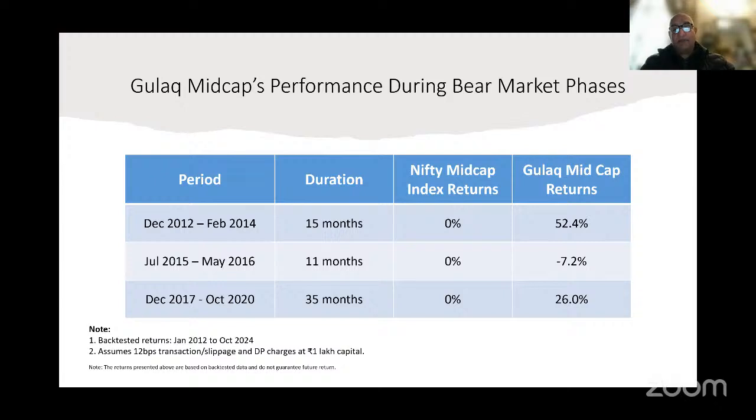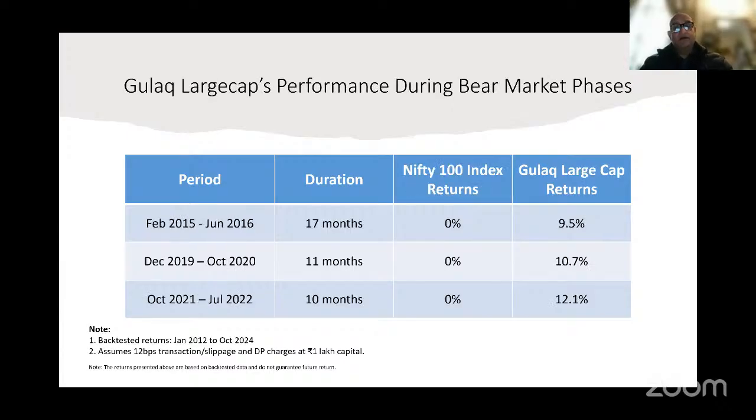Similarly, in mid-cap, there have been three periods, and there has been significant outperformance in the first and third. There was underperformance in the second period and significant outperformance in the third period. In large cap, we have been consistent, a little bit of outperformance in every period is what we have been able to achieve.